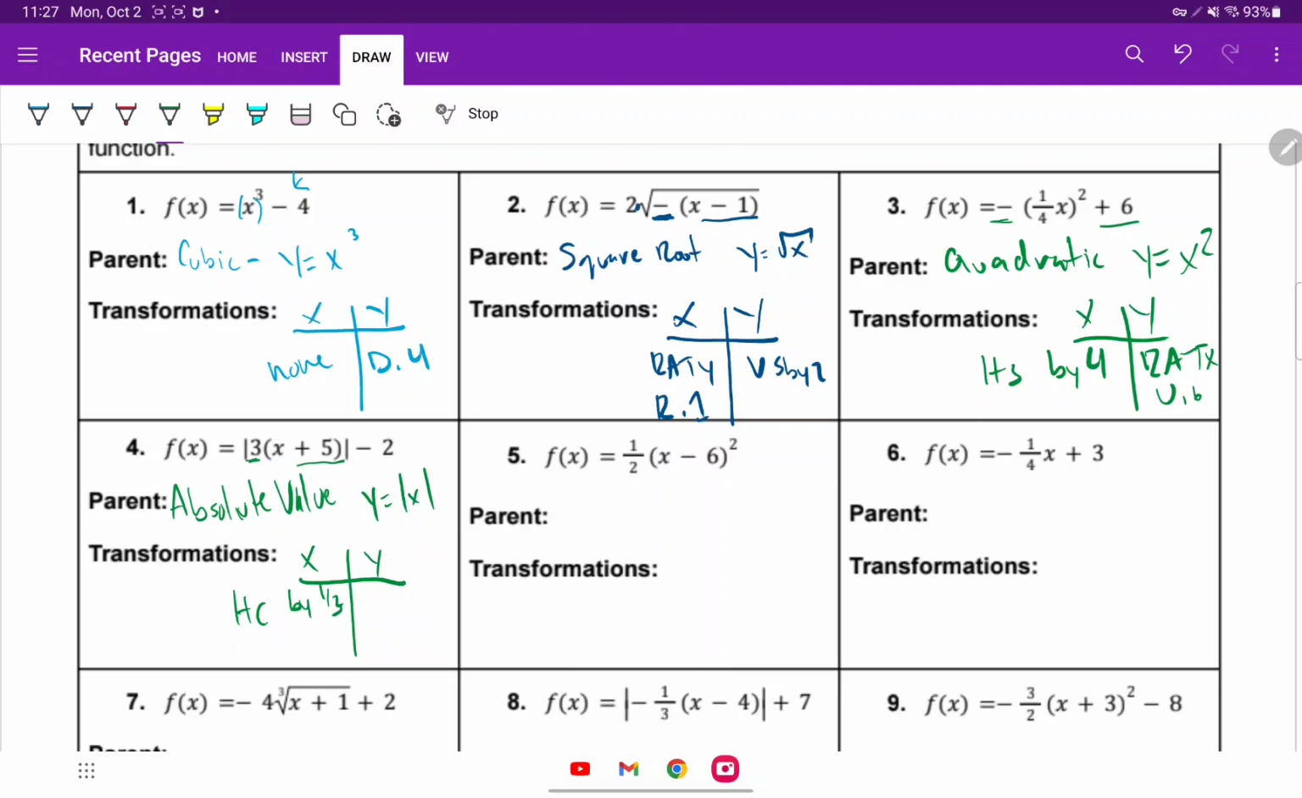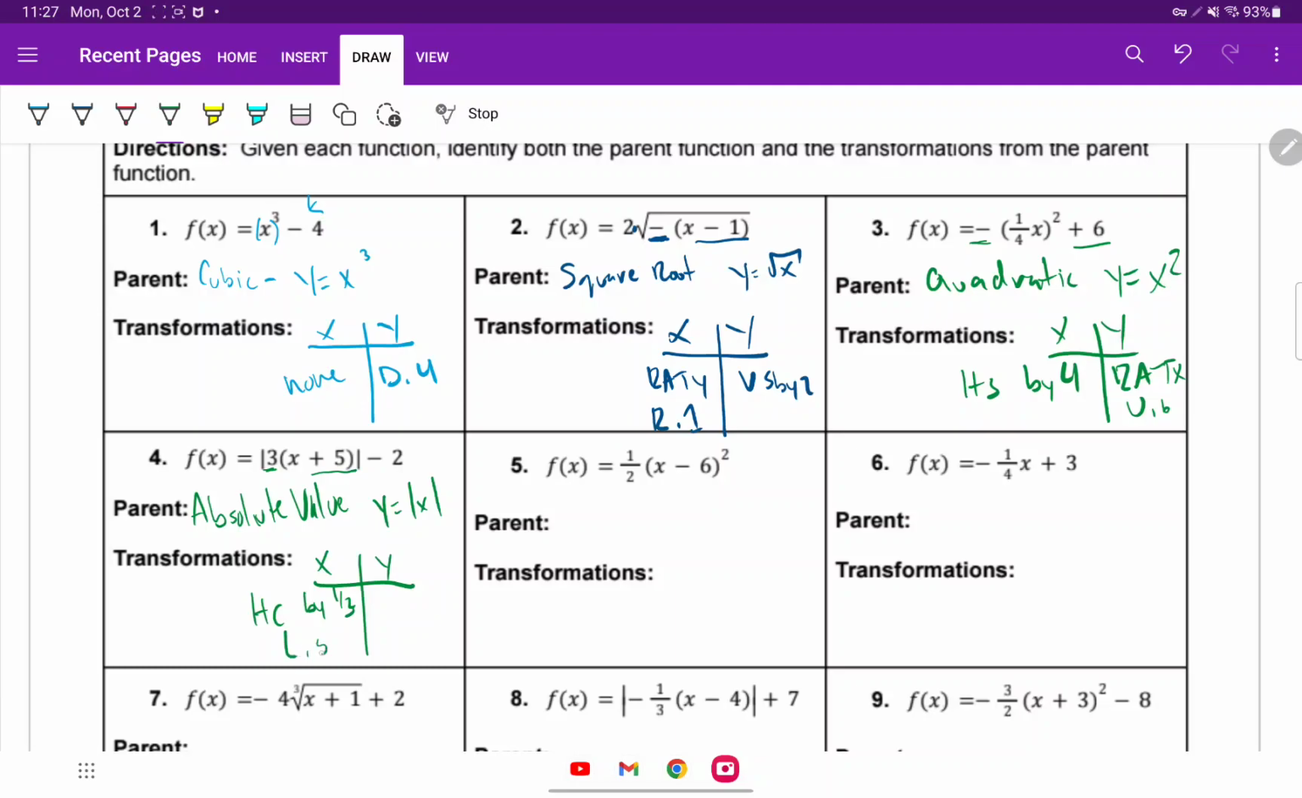We also have a +5 on the inside. Insiders lie, so that's really a -5, so that's going to be left 5 units. On the outside, we have nothing in the front, but at the very end, we have a -2, and that's going to be down 2 units.